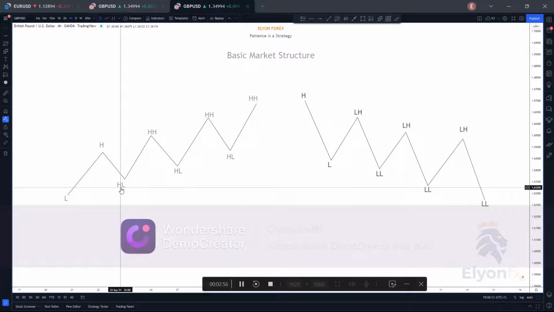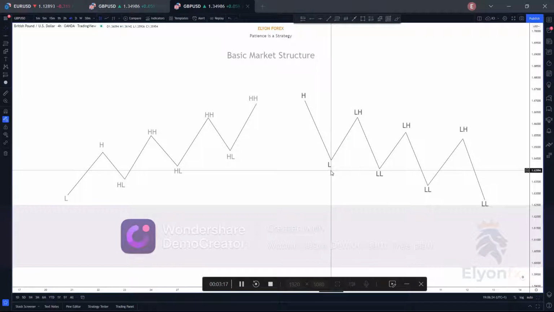So we see the market create a higher low, a higher high, another higher low, another higher high, another higher low, another higher high, and the market creates it in succession. When we see this kind of structure, we can now say that the market is trending up.